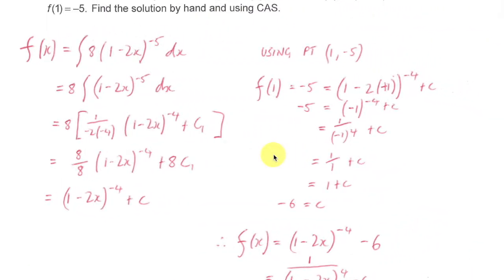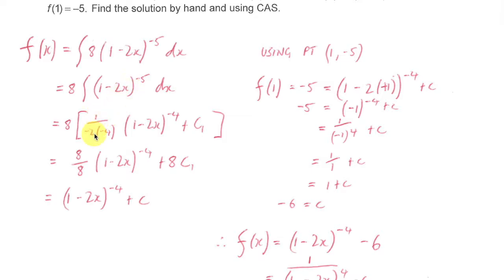All right, so in problem 2, we need to find the equation of the curve of f of x, given that its derivative is equal to this, and that when we substitute 1 into the original f of x, we get a result of negative 5. We need to do it by hand and also using the CAS. So let's start: f of x is going to equal the antiderivative of this derivative expression with respect to x. I take the 8 to the front of the integrand, and now I'm looking at working out the antiderivative of this expression.